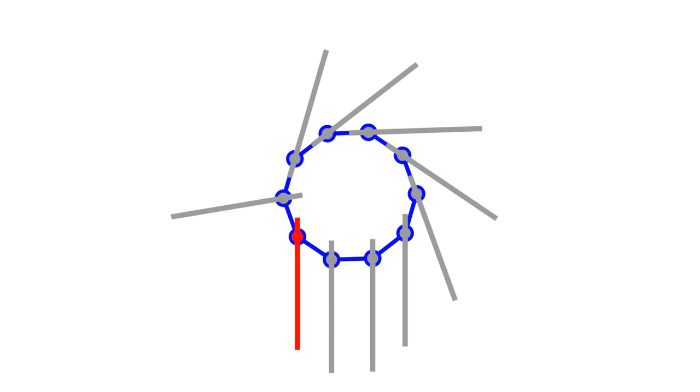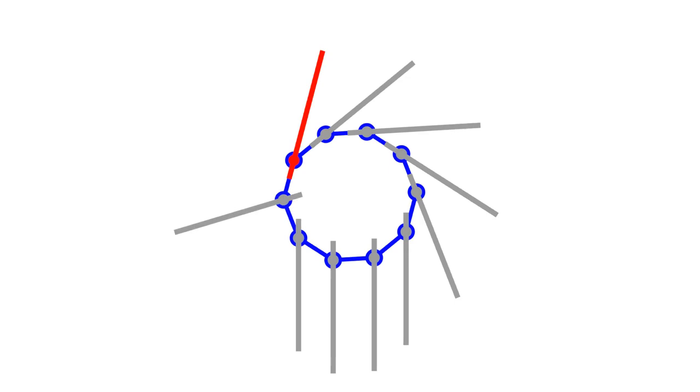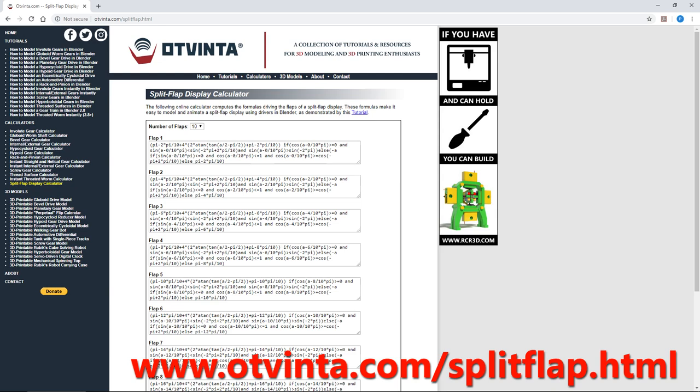In Blender, the movement of the flaps can be animated using drivers. The rotation angle of each flap can be expressed as a mathematical function of the rotation angle of the shaft. We have developed an online calculator generating these mathematical functions automatically. It takes a single input value, the total number of flaps per shaft.